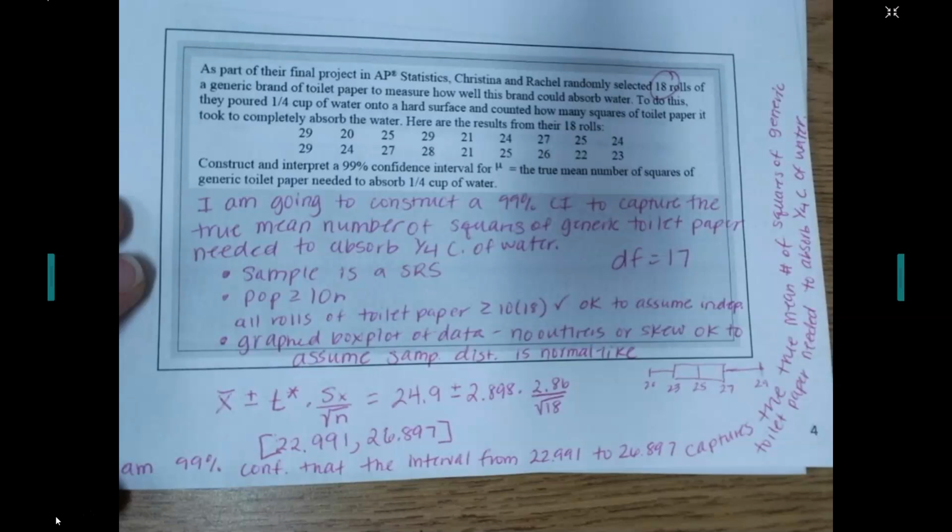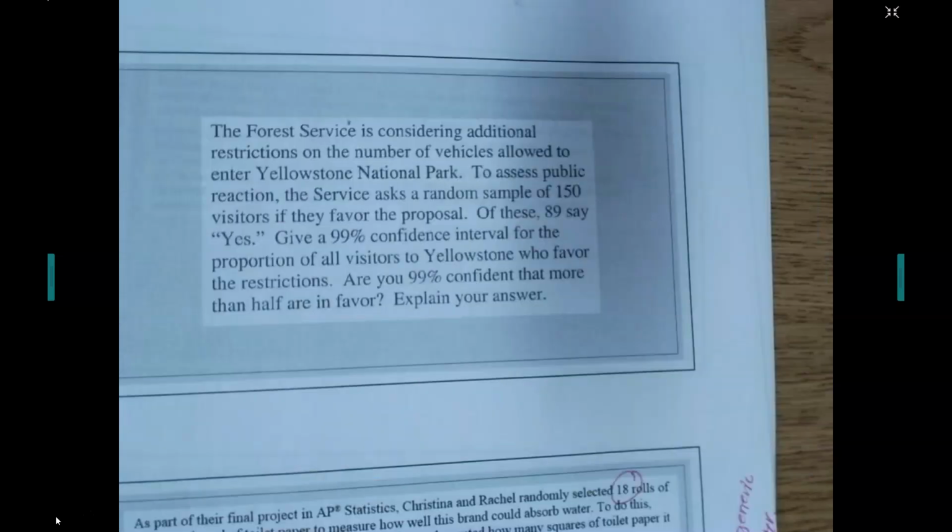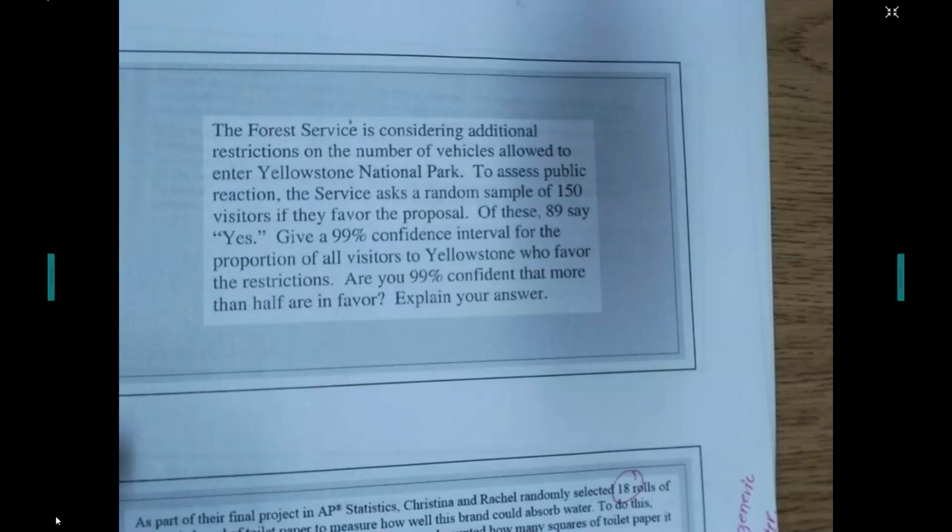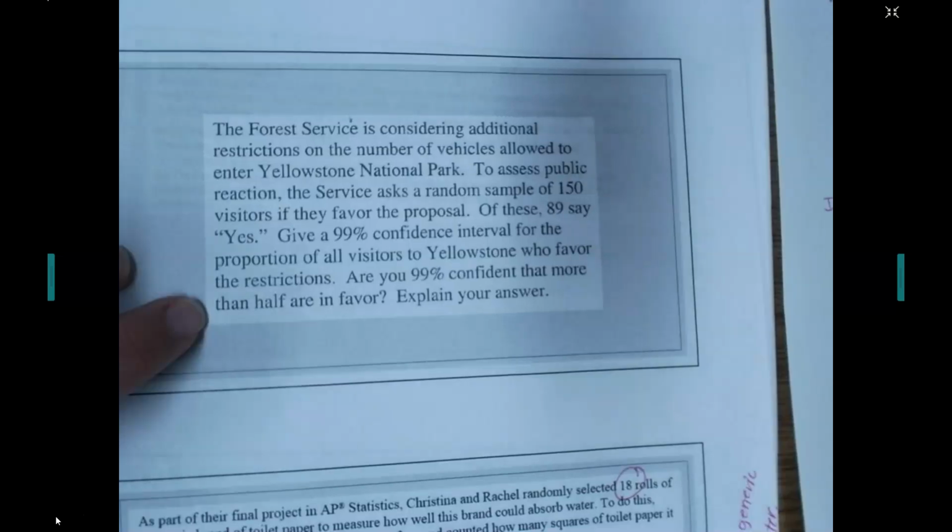And let's come back up here, because guess what? I didn't answer the final question on this one. Okay, we found the interval for the Yellowstone, right? But we didn't answer the last question. Are you 99% confident that more than half are in favor?